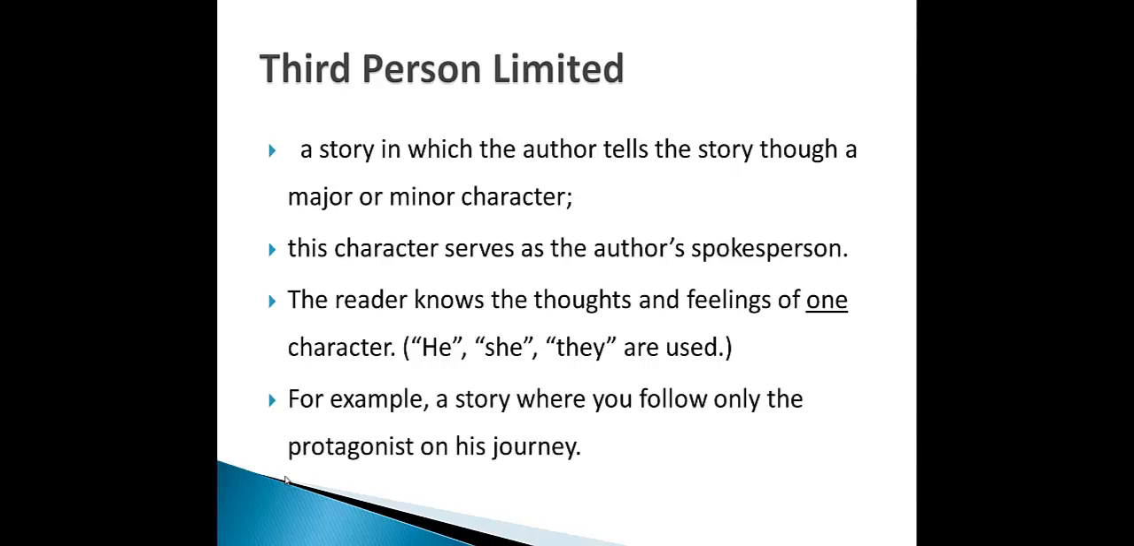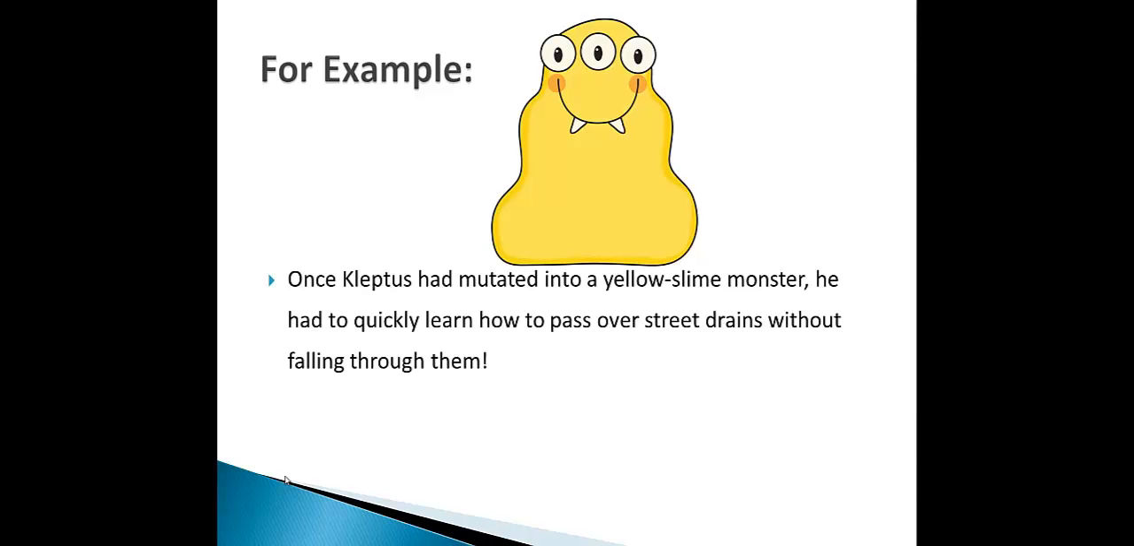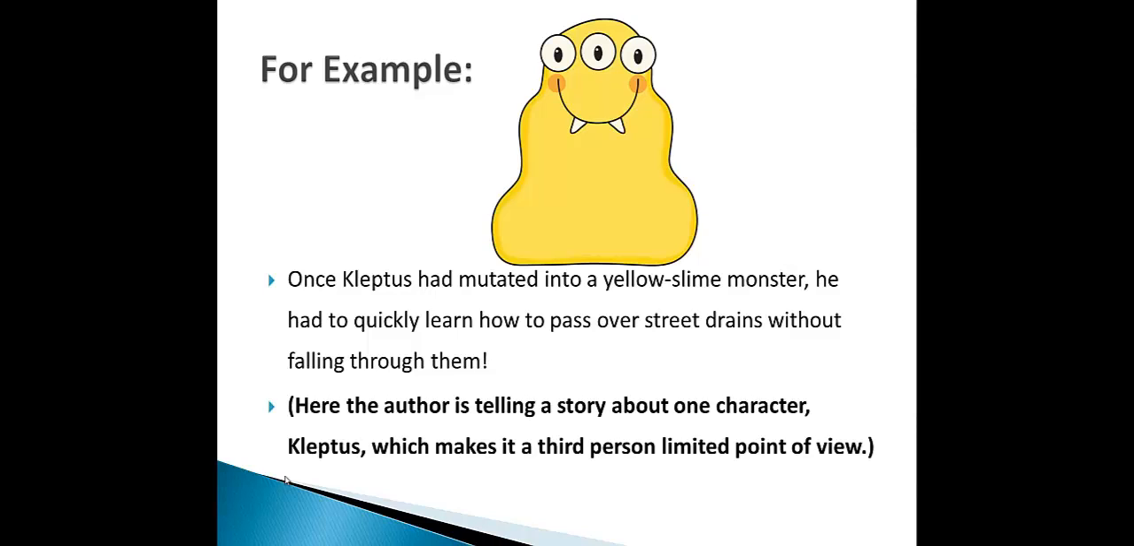For example, if you're reading a story where you're following the protagonist on his journey, this is a third-person limited point of view. Consider this little monster. Once Kleptus had mutated into a yellow slime monster, he had to quickly learn how to pass over street chains without falling through them. Here the author is telling a story about one character, Kleptus, which makes it a third-person limited point of view.